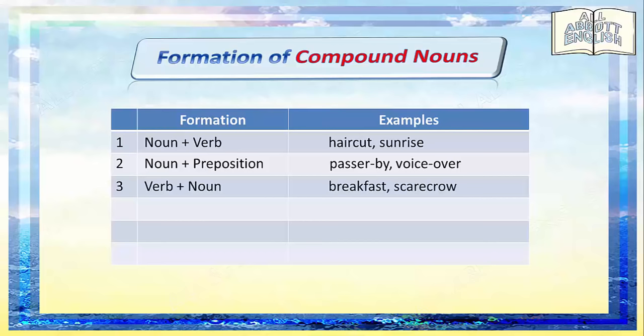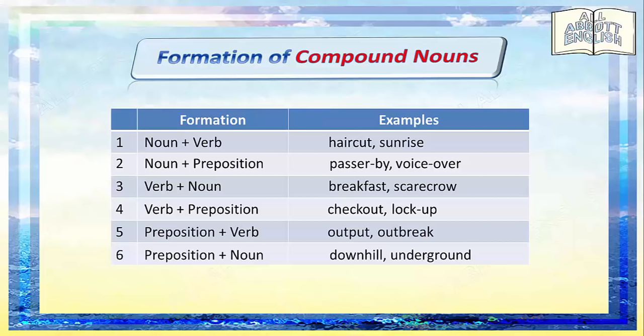4. Verb plus preposition: checkout, lockup. 5. Preposition plus verb: output, outbreak. 6. Preposition plus noun: downhill, underground.